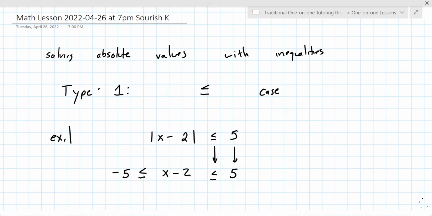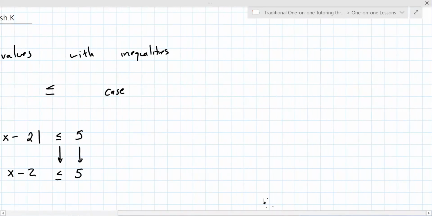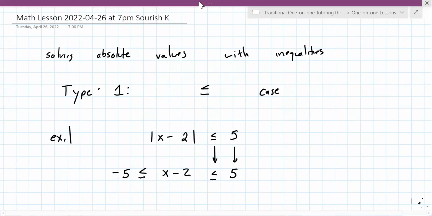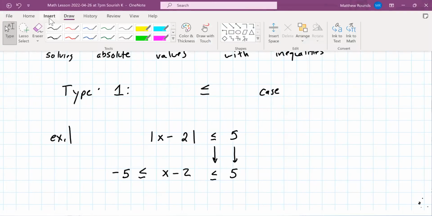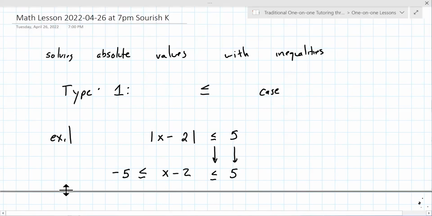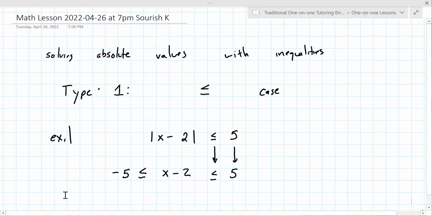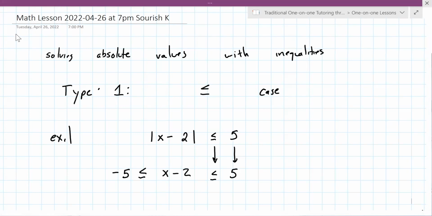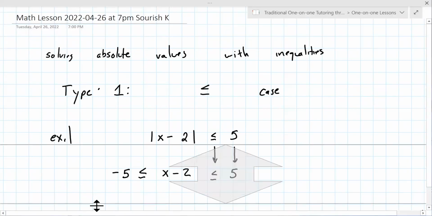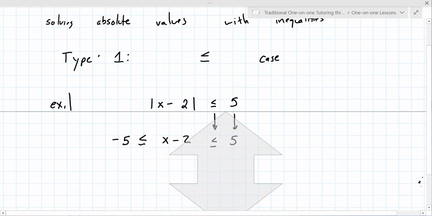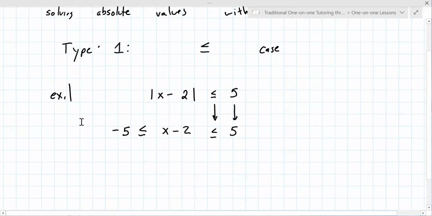Trying to just get to where I can get a little more white space. I'm not sure why it's not cooperating. All right, let me do it a different way. Okay, there it is. So let me just bring this down here.